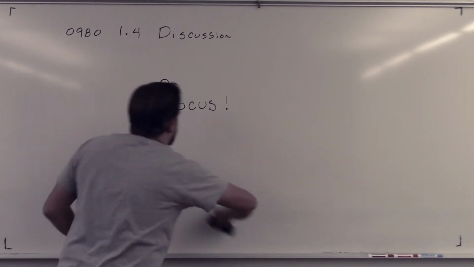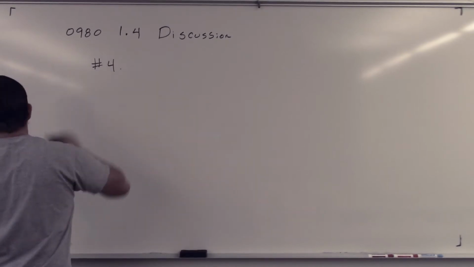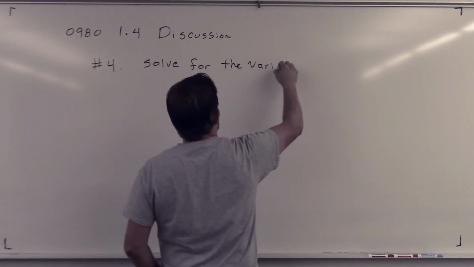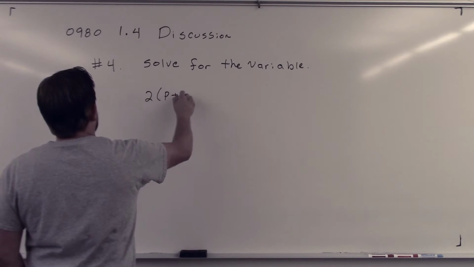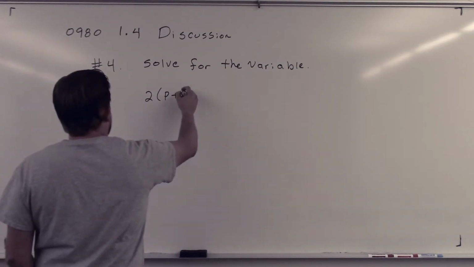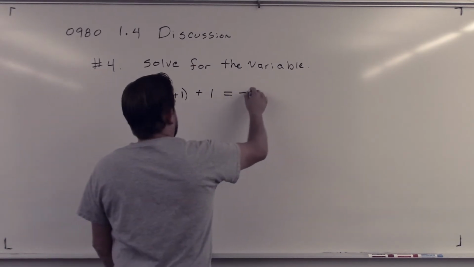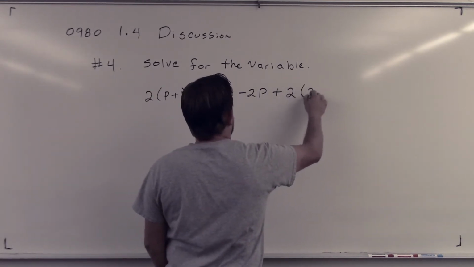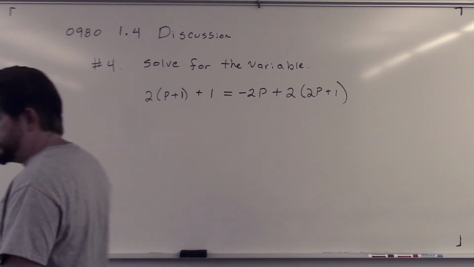I had a question on number 4. Number 4 was solve for the variable: 2 times the quantity p plus 1, plus 1, equals negative 2p plus 2 times the quantity 2p plus 1, and then plus 1.